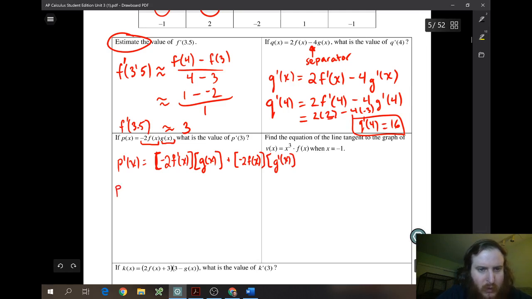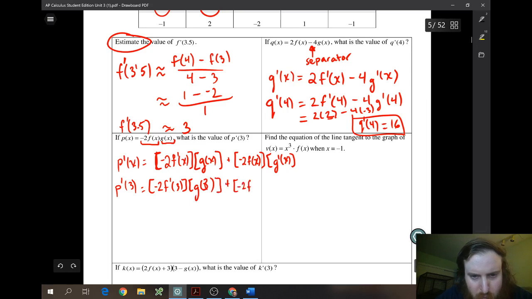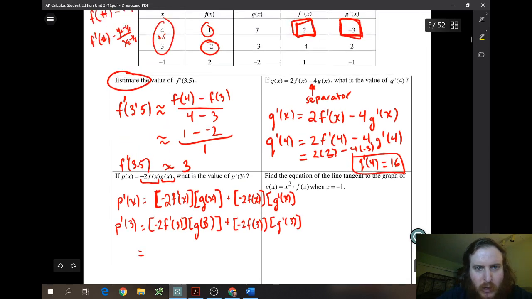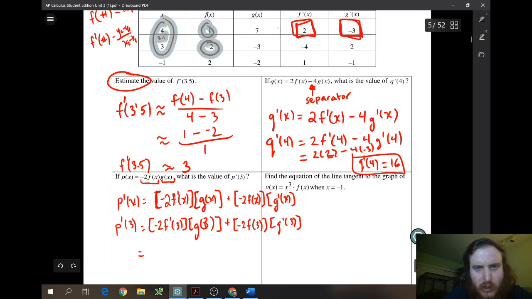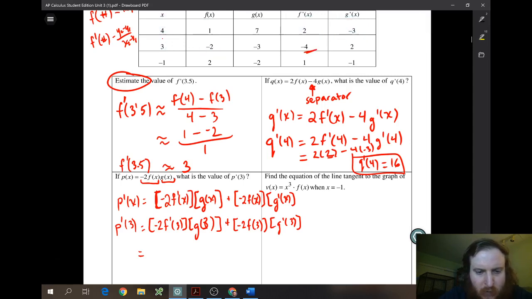So now, for p prime of 3, you would just rewrite all of that, but replacing the x with a 3. And again, you don't have to write this step, but I like to. It kind of helps me to keep everything organized. So f prime of 3, I'm going to erase some of this. So we're going to be on the 3 line, that second line. So f prime of 3 is negative 4. So we're going to have negative 2 times negative 4 is going to be positive 8, times g of 3, the original, is 8 times negative 3.